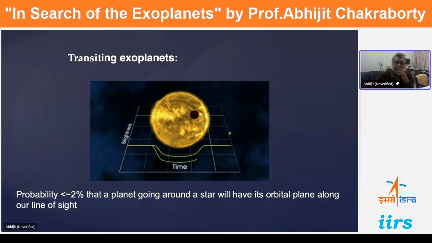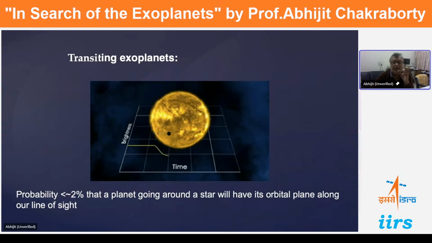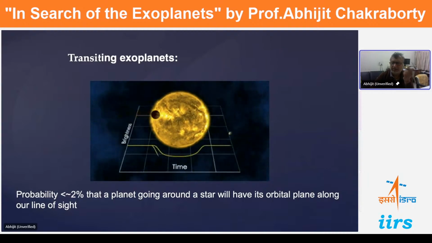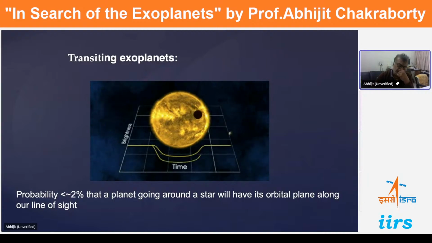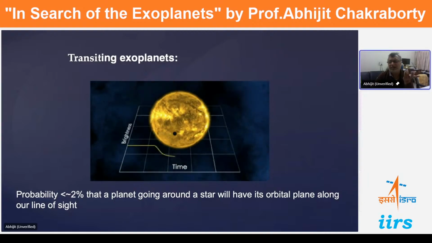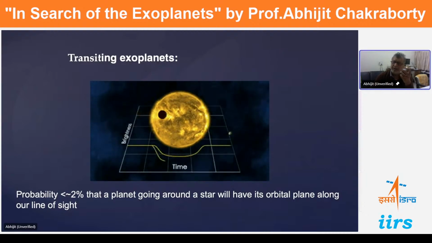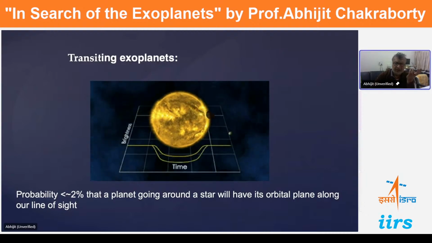and the probability of such a thing happening is less than or equal to 2%. But still it is much greater than for microlensing events. So it is comparatively more efficient than microlensing events.